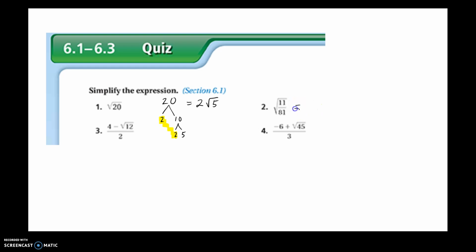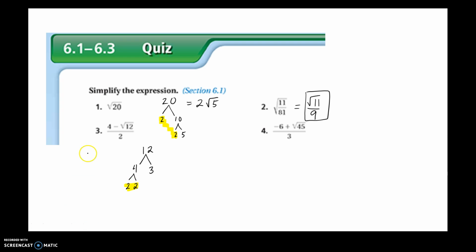Number 2, you were doing this well. Square root of 81 is 9. 11 can't be simplified any further. We talked about that being a prime number, so that would be your final answer. For number 3, 12 is the only number underneath the square root. So I look at 4 times 3, and then I know the factors of 4 are 2 and 2. So there's my pair again.